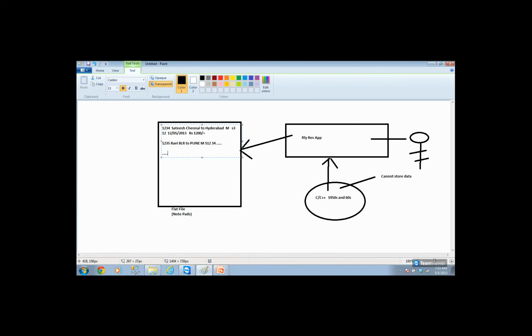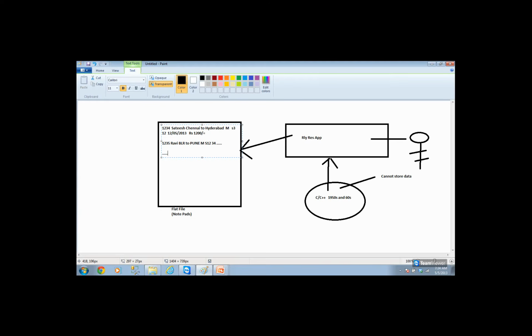So initially the language had an issue. What is the issue? They cannot store the data. Now the problem is no more. Why? The language is now dependent on the flat file system. The language has an app. What is the app they have created using this language? Railway reservation app. This application is storing data in a notepad. So the problem got solved. Now people are happy. Everybody is happy.